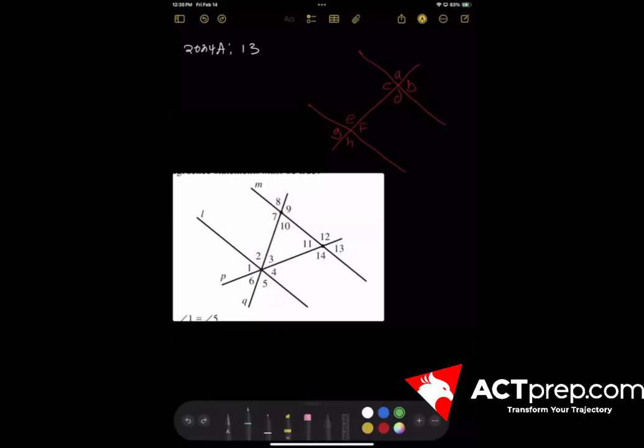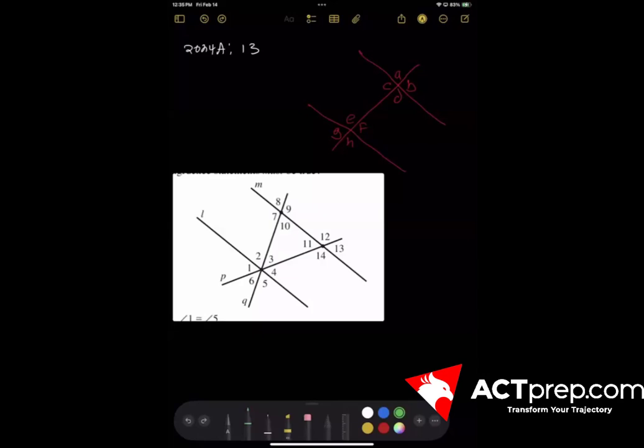For number 13, we're going to go over some basic rules of transversals before we jump into it. And I've drawn a transversal in red on the screen. All a transversal is, is a line that crosses two parallel lines, but they have some basic logic that they follow when you're dealing with them.